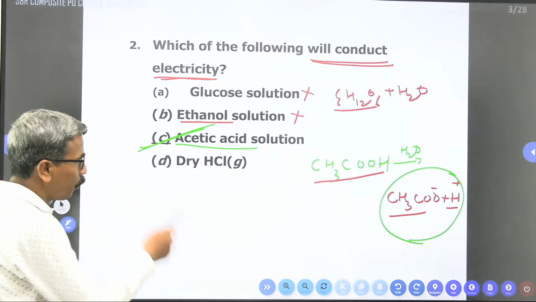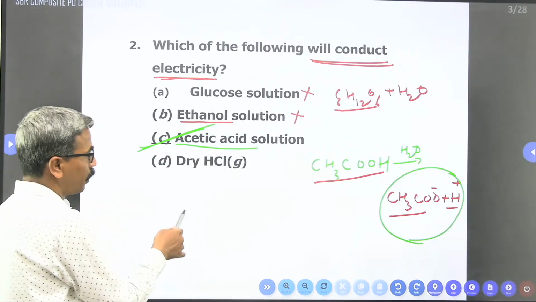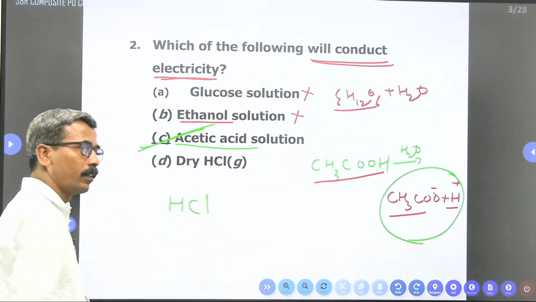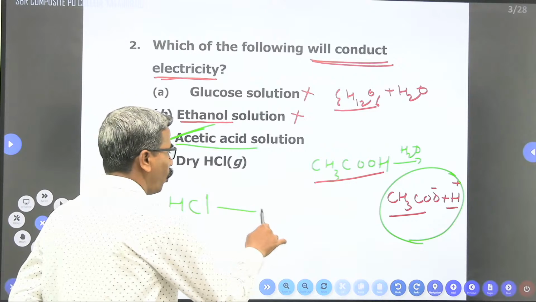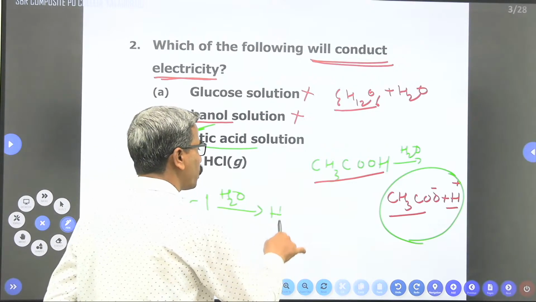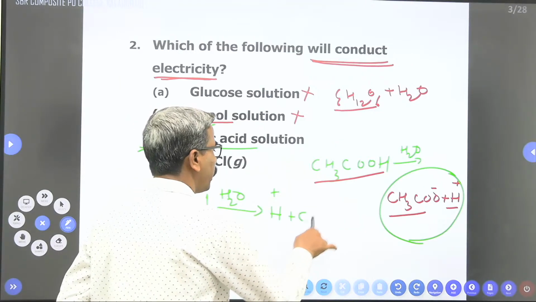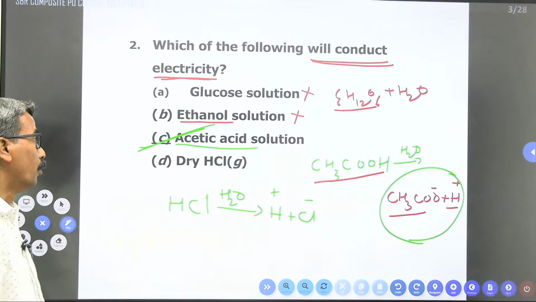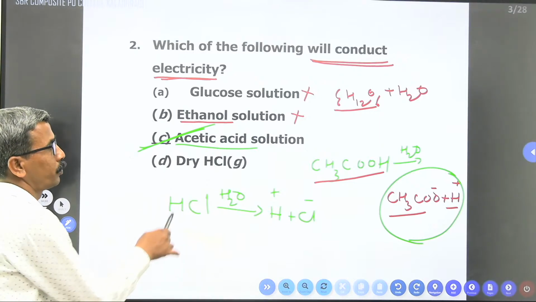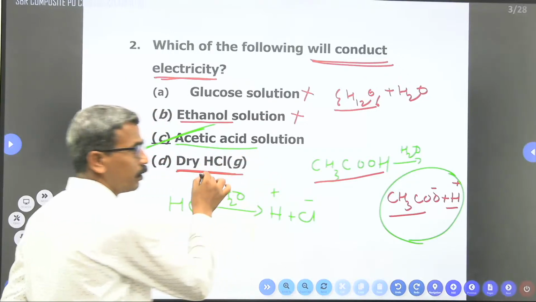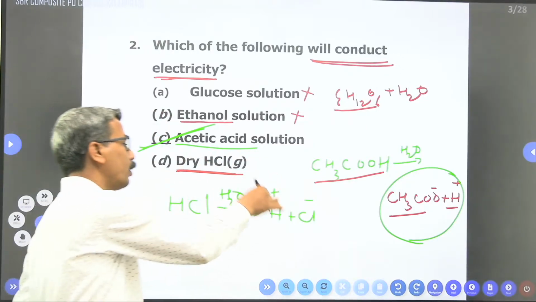Now why can't this one be HCl? Remember, if you take the example of HCl, when I add water, it will also produce H plus and Cl minus. This will also produce ions and it should conduct electricity. But remember, you should be very careful. This is dry HCl. It's not a solution. Only after adding into water will it produce ions.